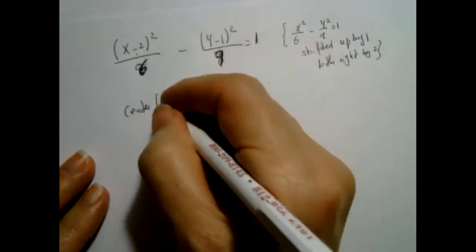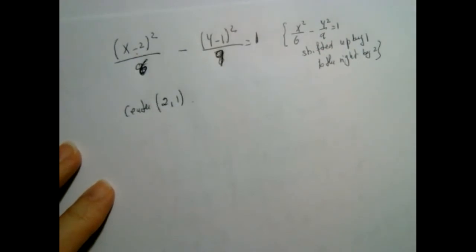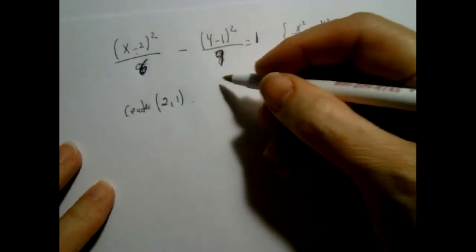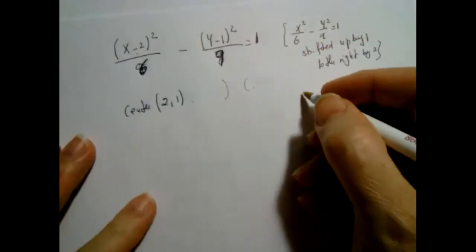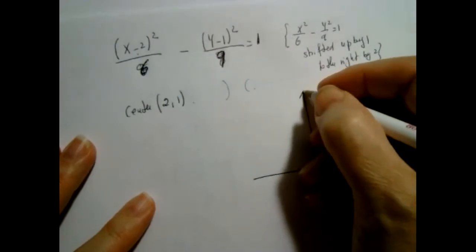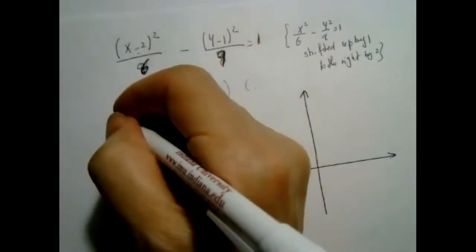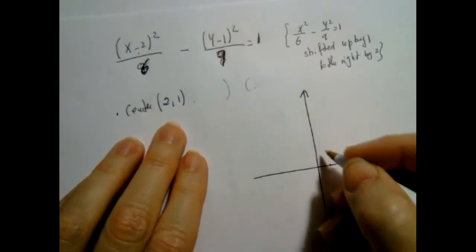The center is going to be 2, and it's going to be 1. Okay, and this is going to be up and down. I meant since x here, so it's going to be left and right. So let us start building it slowly. The only thing we have to be careful with is the asymptote. So this is 2, and this is 1.